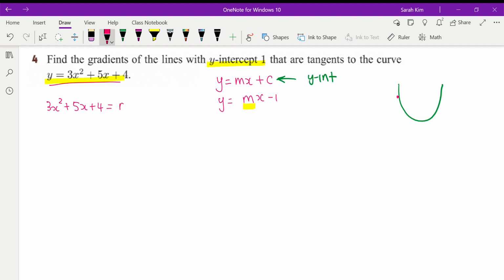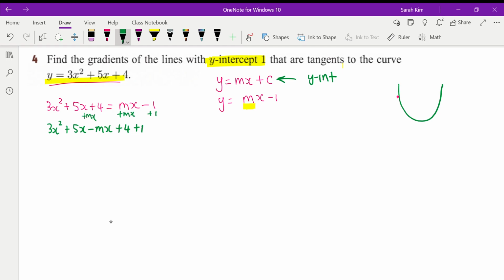It's really similar to the previous question, actually. You just need to construct this part, which is the hard part of this question: being able to read this information, y-intercept is 1, and create a linear equation. Okay, so I've got 3x squared plus 5x, take mx plus 4 plus 1, because it's the opposite of minus 1 and the opposite of plus mx. So I'll just write it out for you if you really want.